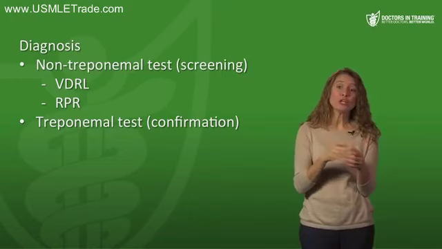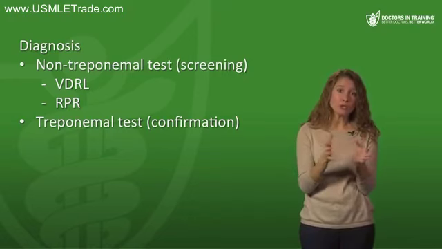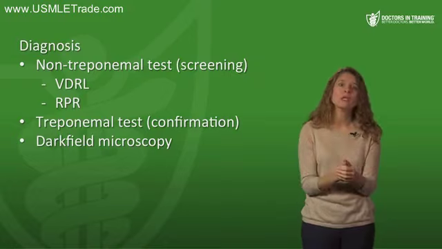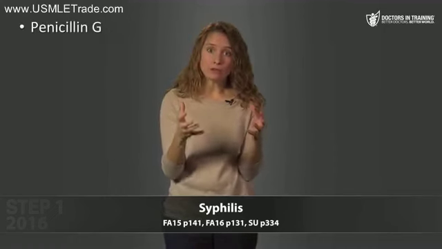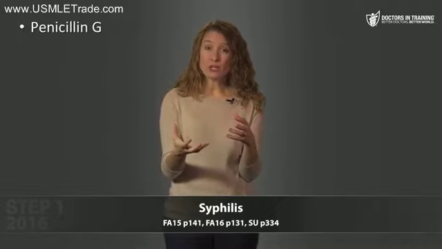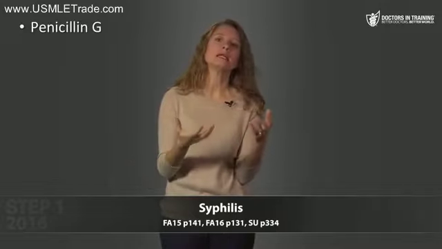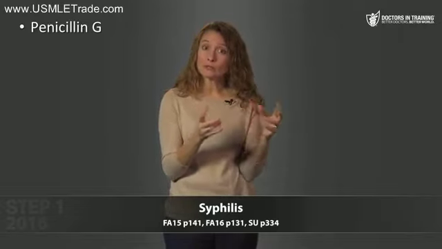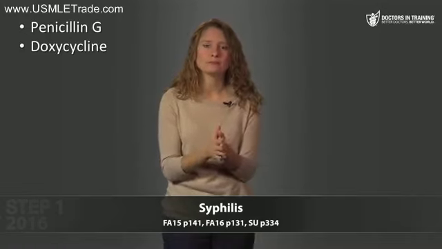And in that case, you can immediately get a sample and use dark field microscopy to get a quick diagnosis. So how do we treat syphilis? Penicillin G, which is the IV form of penicillin. The amount of penicillin and the route of administration depend on the stage of syphilis, but ideally you would always use penicillin. So what do you use if there is a real penicillin allergy? You use that same drug that we use for Lyme disease, doxycycline.